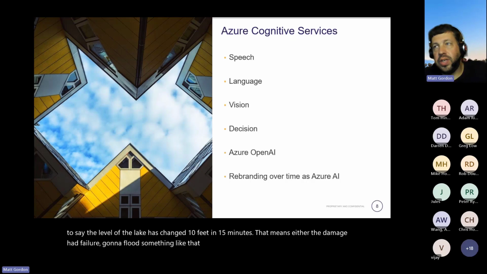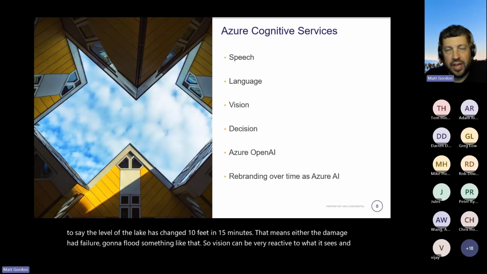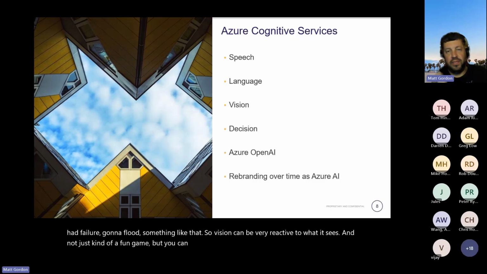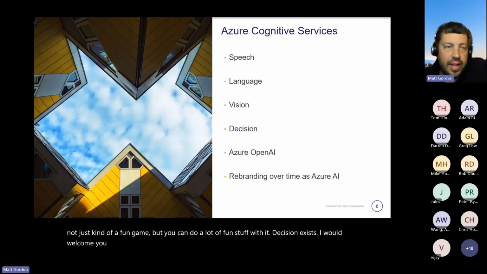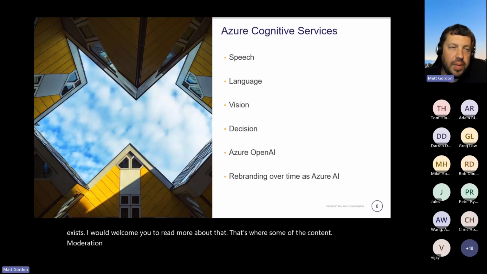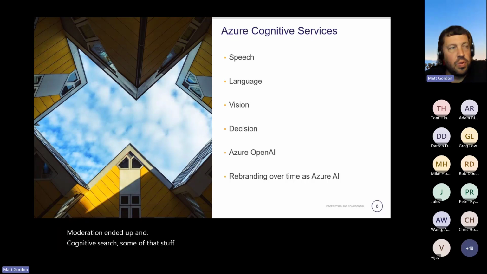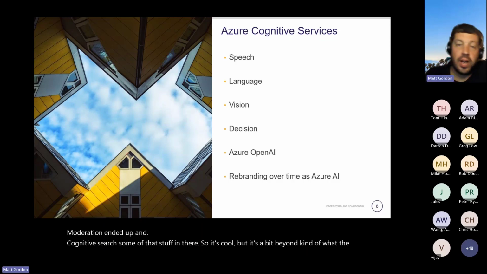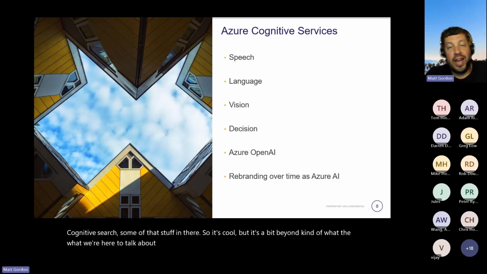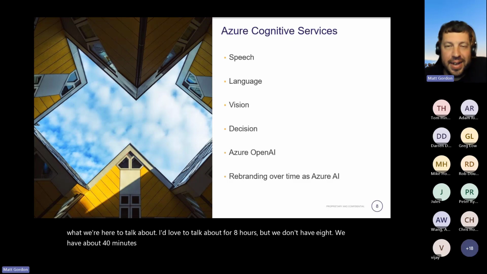So vision can be very reactive to what it sees, and not just a fun game, but you can do a lot of fun stuff with it. Decision exists. I would welcome you to read more about that. That's where some of the content moderation ended up, and cognitive search, some of that is in there. It's cool, but a bit beyond what we're here to talk about. I'd love to talk about it for 8 hours, but we don't have 8. We have about 40 minutes left.